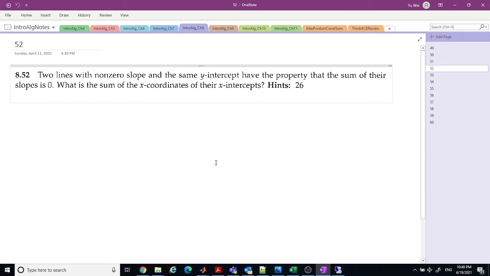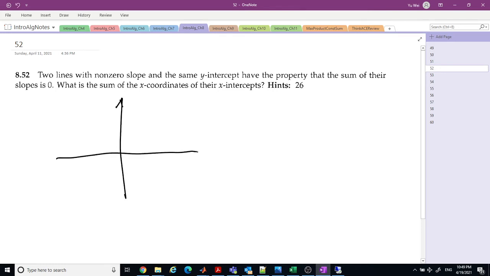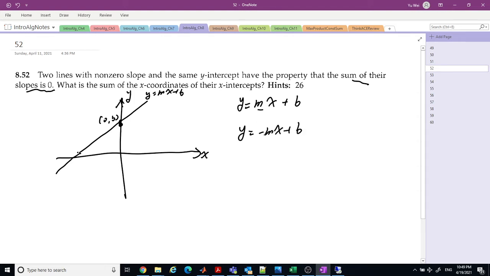Next, two lines with a non-zero slope and the same y-intercept have the property that the sum of the slopes is 0. Let's draw something and see what happens. They mention the slope. One line is y equals mx plus b. Here is the point (0, b). So one line is like this. Then it mentions the sum of their slopes is 0, which means the other line is y equals negative mx plus b. So their slopes add up to 0. It also passes through this point, but the slope is negative.